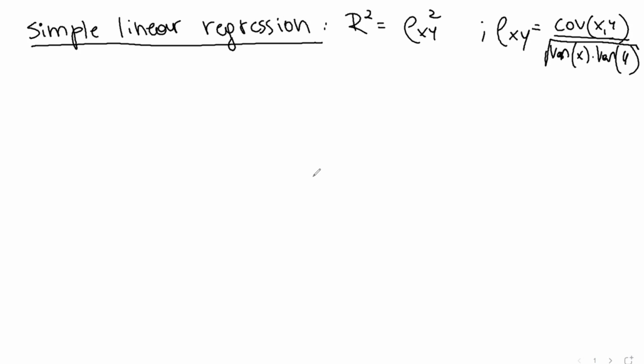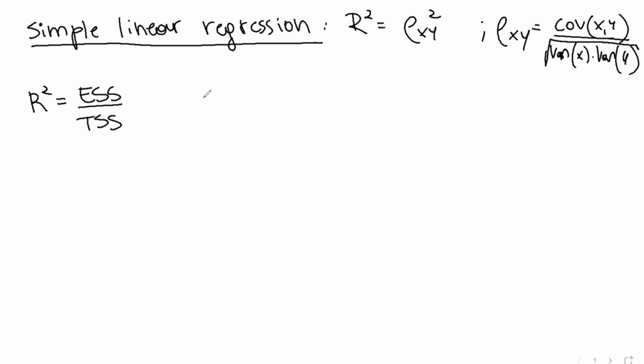In this video, we're going to show that the R squared can be written as the correlation coefficient between x and y, squared. And we're given the formula for the correlation coefficient right here. So the way to proceed is just to start with the formula for the R squared, which is just the explained sum of squares divided by the total sum of squares.